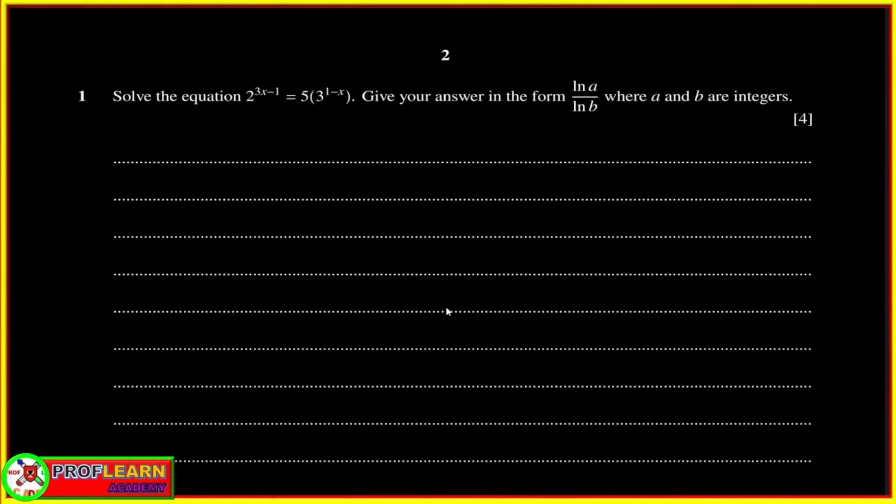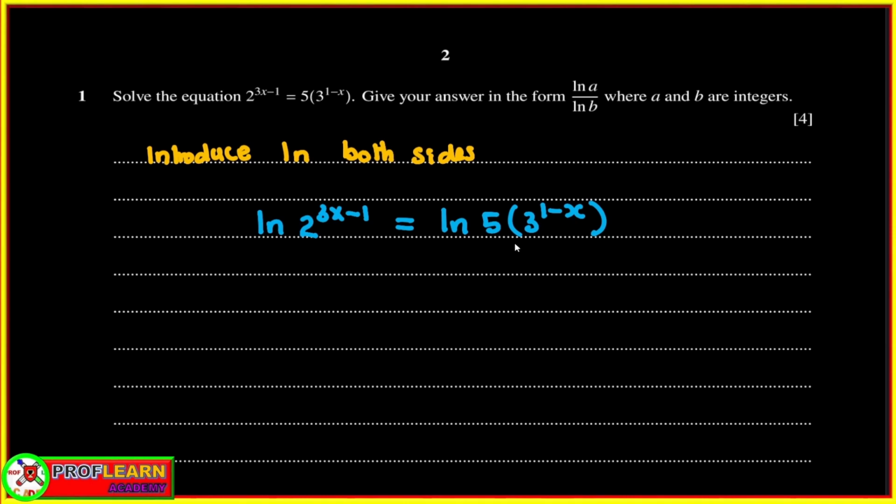as our answer. Solve the equation 2 raised to the power 3x minus 1 equals 5 times 3 raised to 1 minus x. Give your answer in the exact form ln of a over ln of b, where a and b are integers. So a question like this, we are going to give it the approach we have given the previous part, whereby we're going to introduce ln on both sides, then open the bracket, simplify, and then factor x out, so that we can get the value of x.